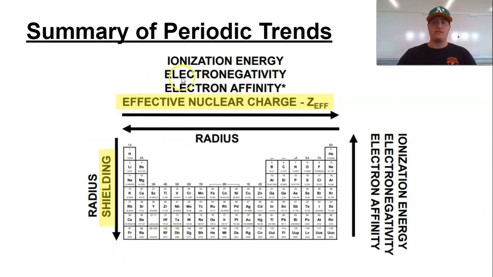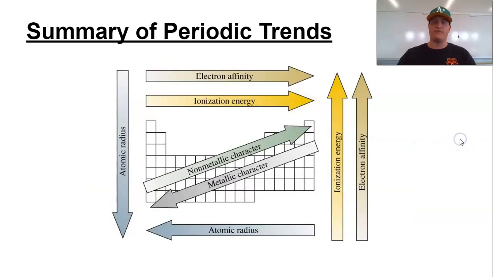So, some summaries of these. We have the radius getting smaller as we go right to left. Ionization energy, electronegativity, electron affinity, and effective nuclear charge all increase going from left to right. The radius of the atom and shielding increase as you go down the periodic table, while ionization energy, electronegativity, and electron affinity increase as you go up. So keep those in mind as you go through and talk about these periodic trends.